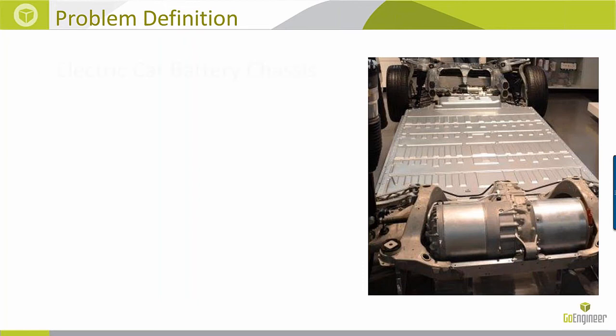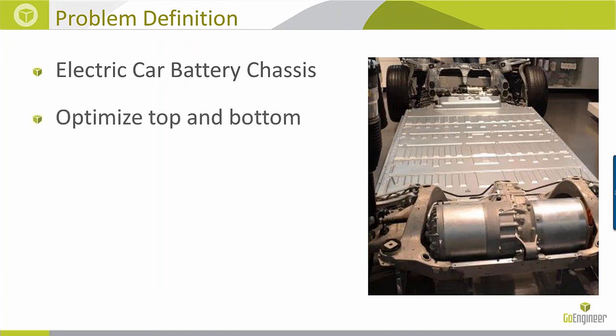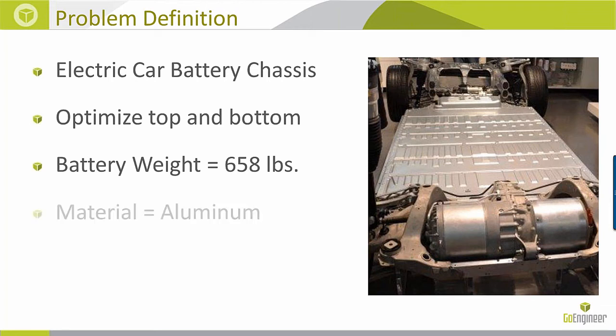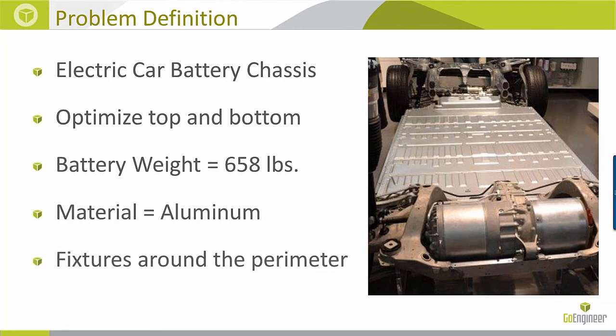This is an electric car battery chassis, and the inside of this houses the battery. So we're going to optimize the bead structure on the top and the bottom. The battery weight is 658 pounds. The material is aluminum. And finally, the fixtures are around the perimeter, so we'll take that into account when we set up the model as well.